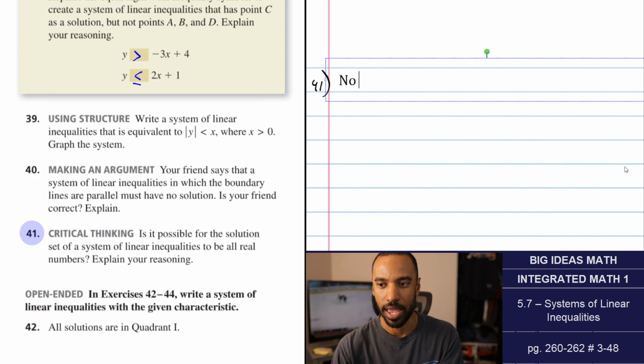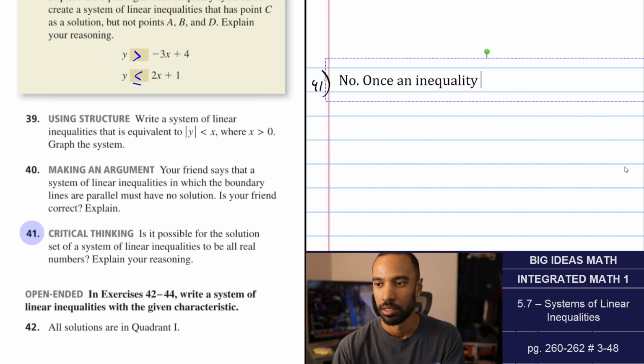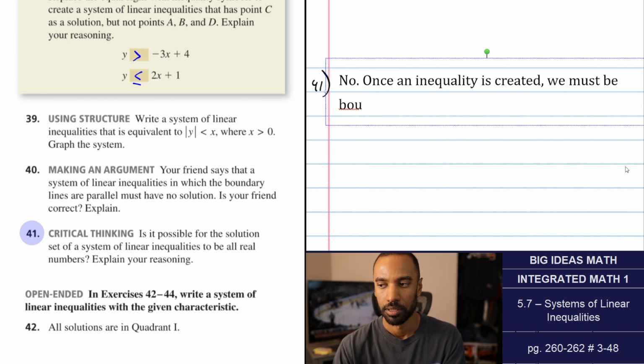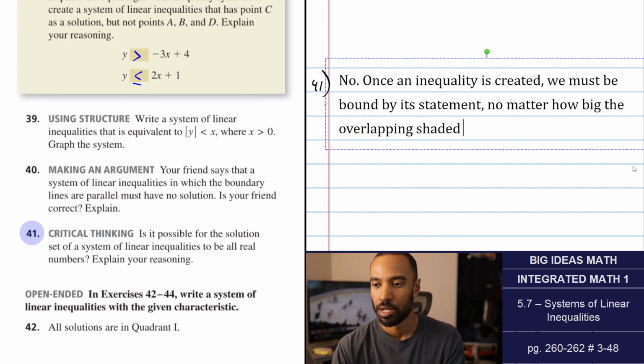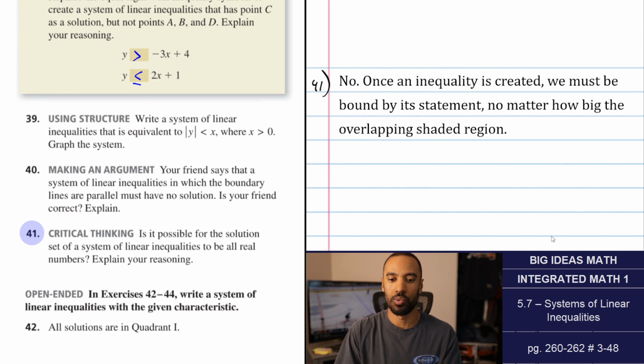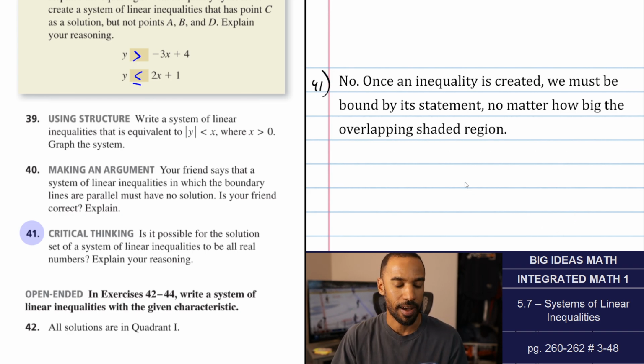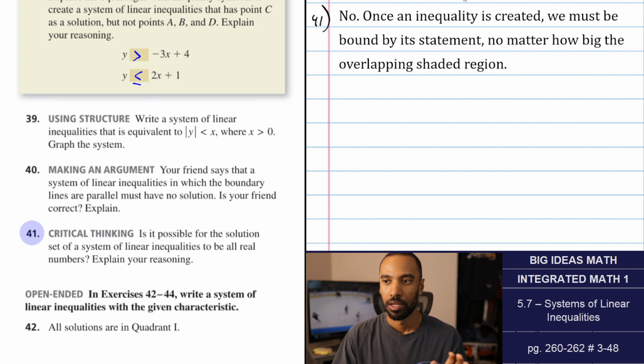Once an inequality is created, we must be bound by its property, its statement, no matter the overlapping shaded region, how big the overlapping shaded region. So that's the idea there, right? Once you do that thing, you are now defined by it. Okay. So it's all about the overlapping.